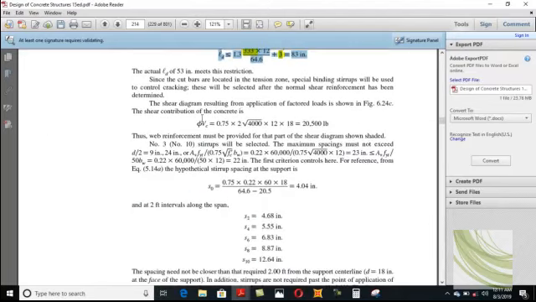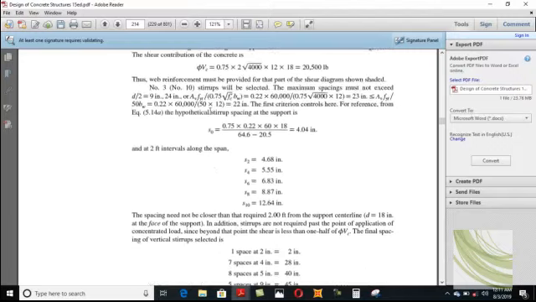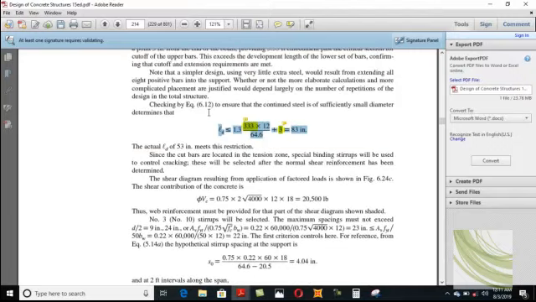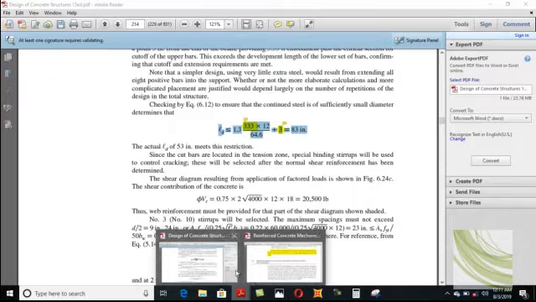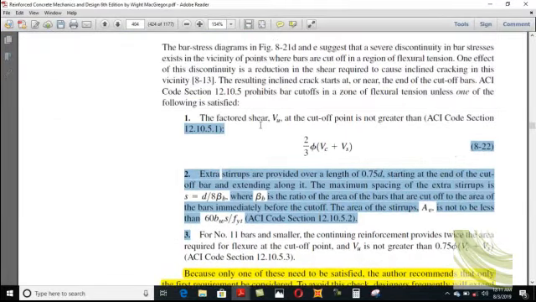And now, since the cut bars are located in the tension zone, special stirrups will be used to control cracking. These will be selected after the normal shear reinforcement has been determined. Now you have to check. I left this topic, and I will do it in a numerical, because at this time you are not able to understand these three criteria.